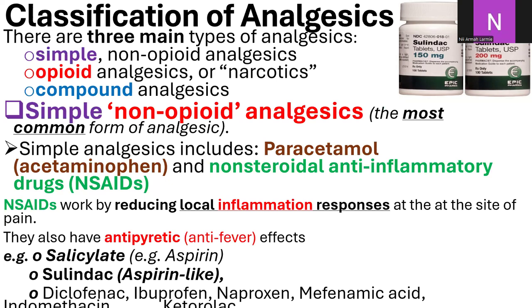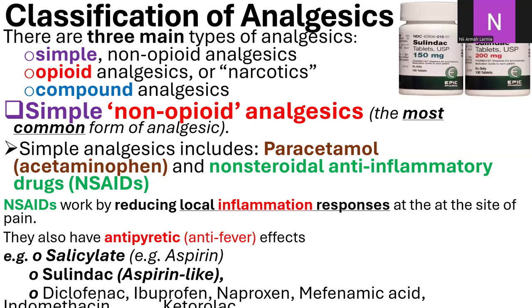The second group is the opioid analgesics or the narcotic analgesics. And the third class is a combination of a simple and an opioid, making it a compound analgesic. A compound analgesic, therefore, must include a simple analgesic and an opioid analgesic. If you combine two or more simple analgesics, it still remains a simple analgesic. If you combine two or more opioids, it still remains an opioid. And when you combine a simple analgesic and an opioid, then it becomes a compound analgesic.